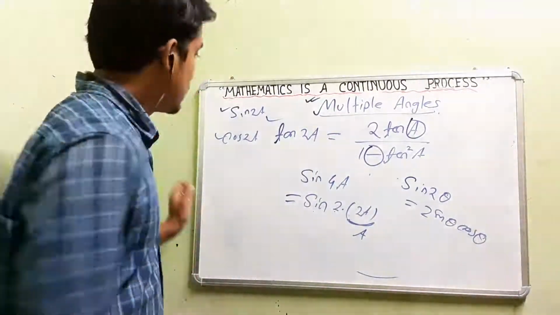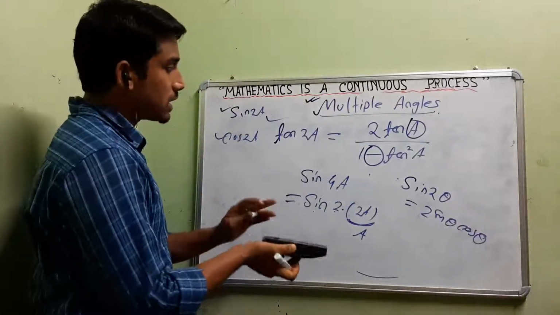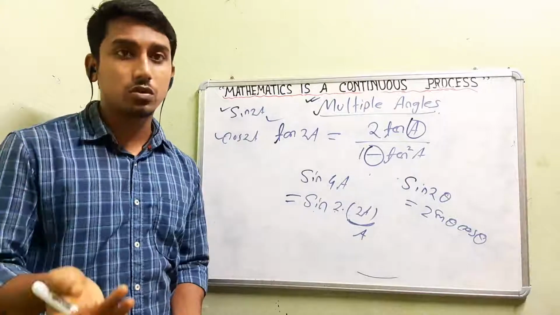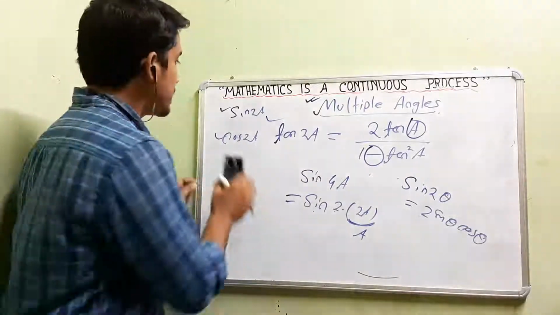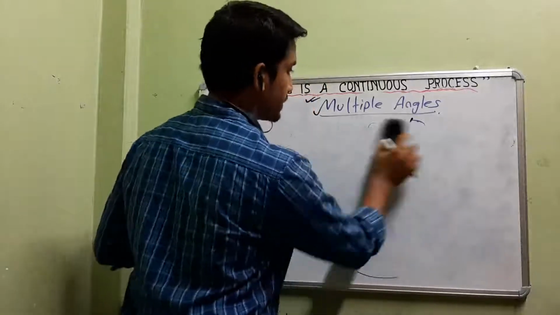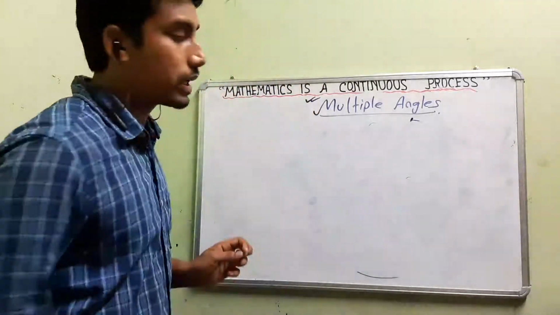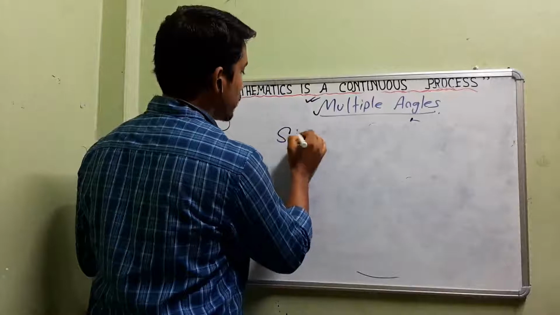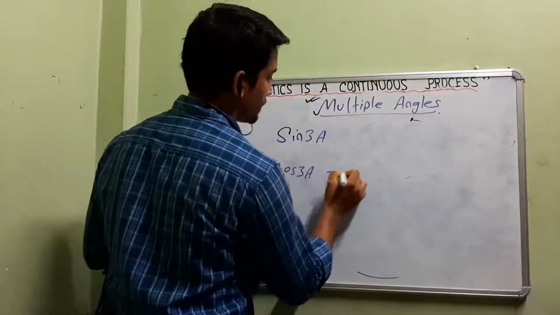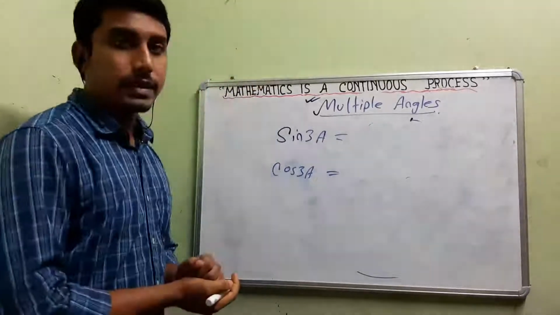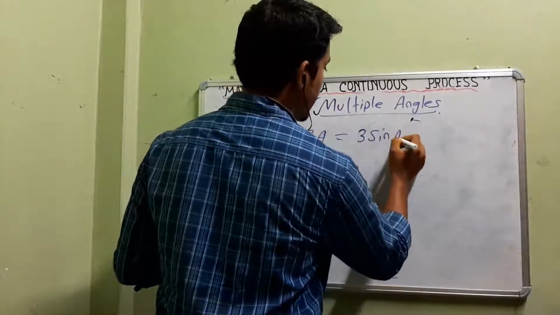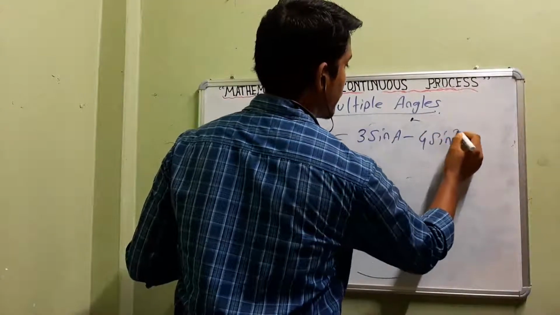One more thing. Till now we have discussed 2A, but sometimes we need the multiples of 3A also. So let me discuss the multiples of 3A. What would be sin 3A? The sin 3A formula is also there, and cos 3A also has a unique formula. Sin 3A is 3 sin A minus 4 sin cube A.